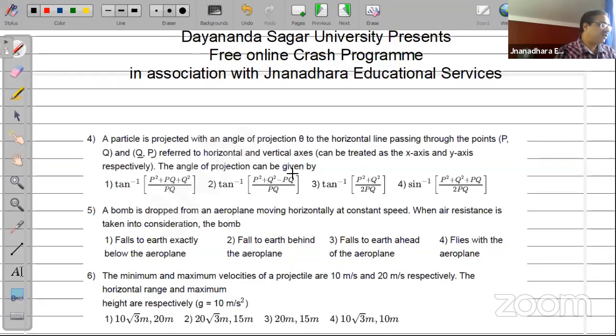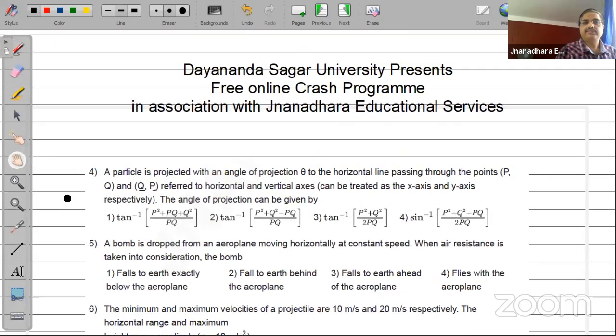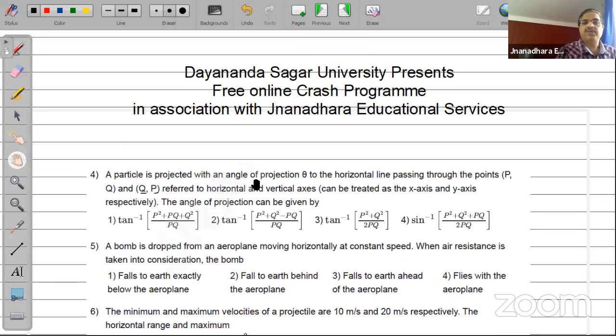A nice question, isn't it? Fourth question. Let us see how to do this. Now, a particle is projected at an angle theta to the horizontal, passing through (p, q). Now, (p, q) means x is equal to p, y is equal to q.